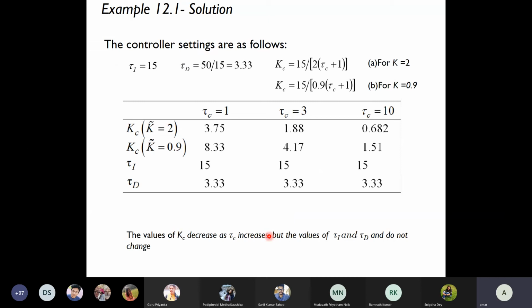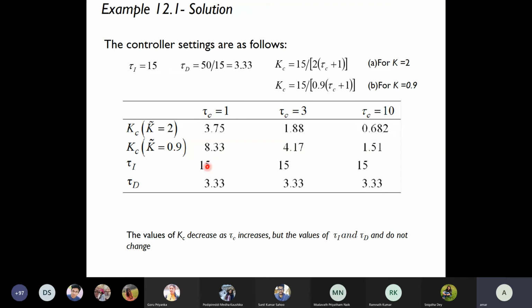Now using these parameters, if I find out the controller parameters, Kc when k is equal to 2 for tau c is equal to 1 will be this value. For k is equal to 0.9, Kc will be 8.33, 4.17 and 1.51 for tau c 1, tau c 3 and tau c 10. And tau I and tau D will remain the same for all cases.